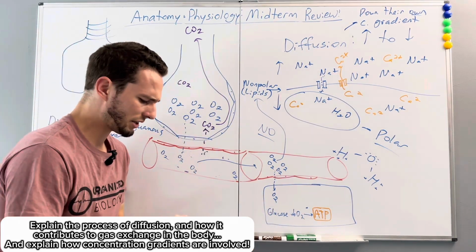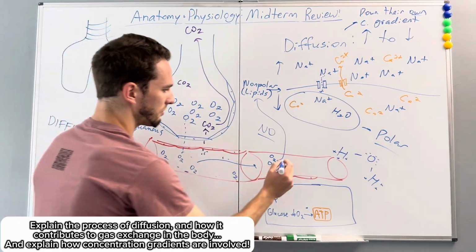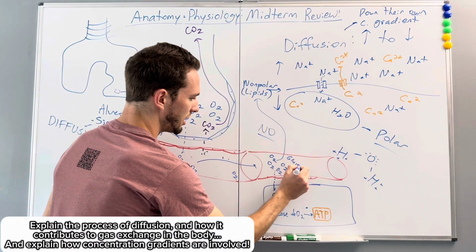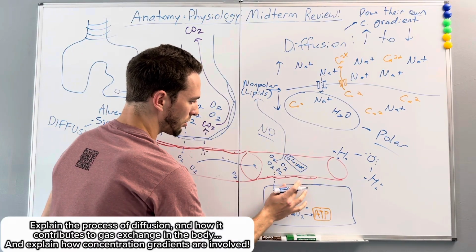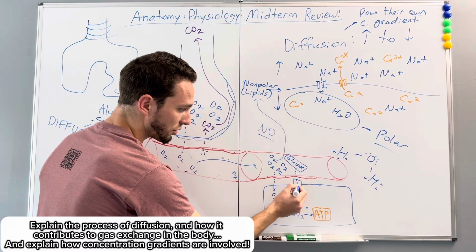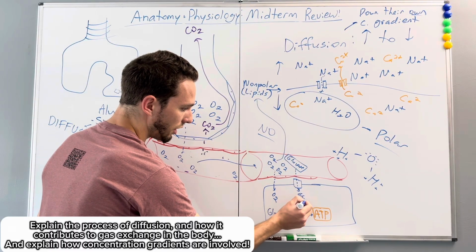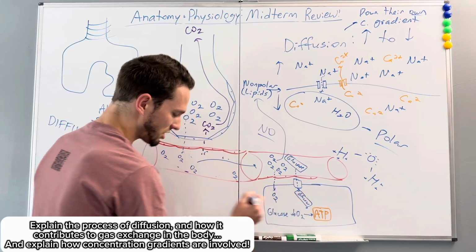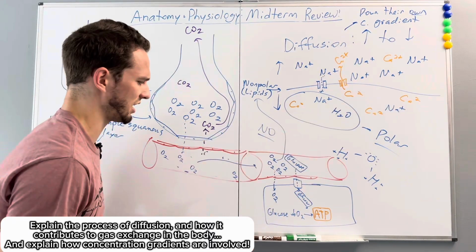Glucose is a little more complicated. Glucose is a polar molecule, so if I were to draw glucose here, it's a pretty big polar molecule. There will be proteins in the membrane that will facilitate, again, the movement of glucose from high to low into the cell as well. So that's where we get glucose in. But this is about gas exchange, right? That's what the question asked.